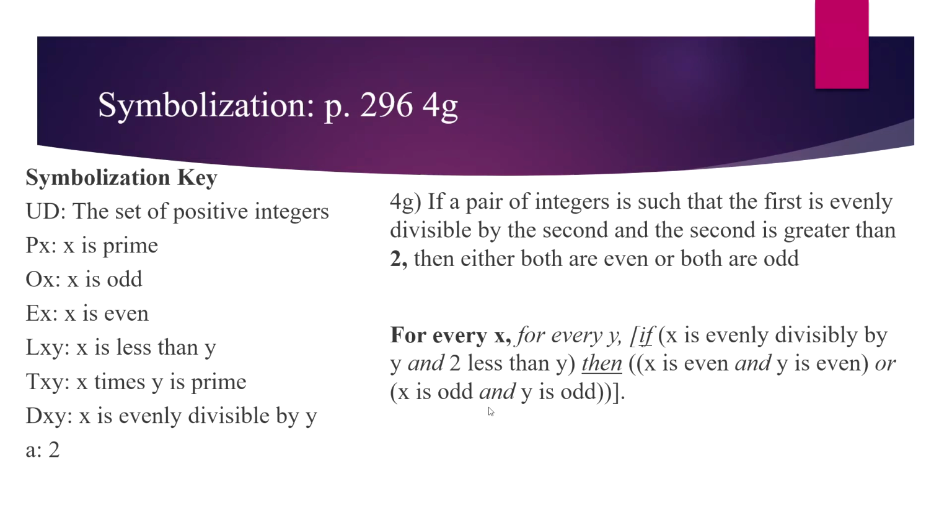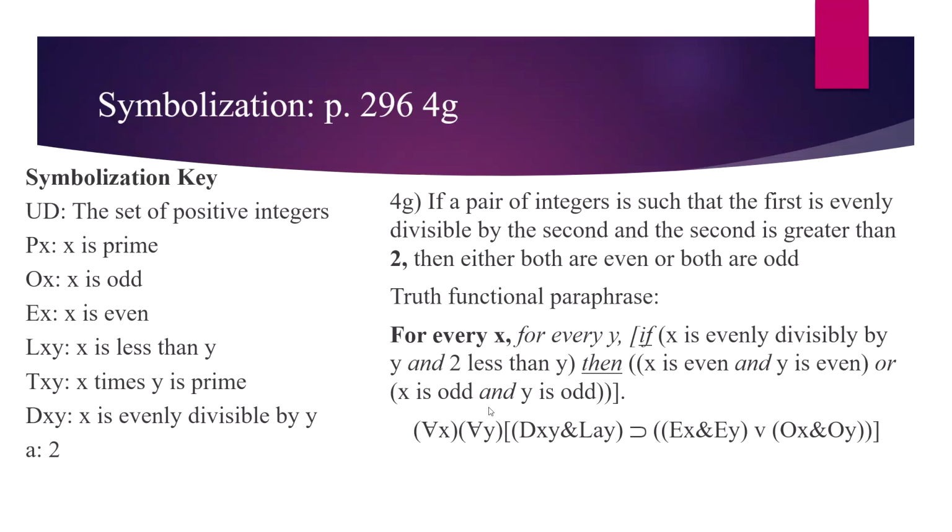And then our symbolization looks like this. We get for all x and for all y. If x is evenly divisible by y and 2 is less than y, then x is even and y is even, or x is odd and y is odd. And like I said, this is a much harder problem than anything I'm going to give you on an exam, but I did want to work through it just to give you a better picture of how to break these problems down and look at them.